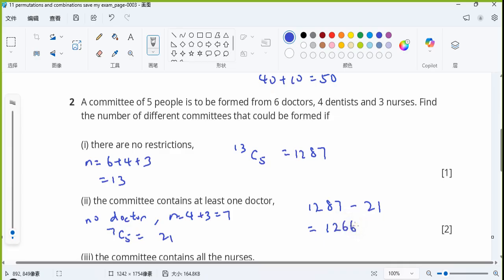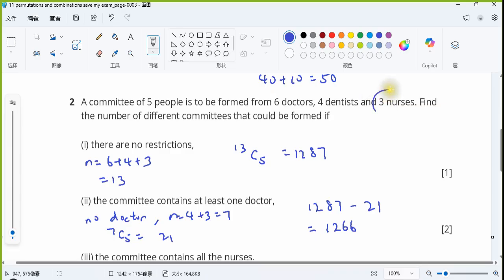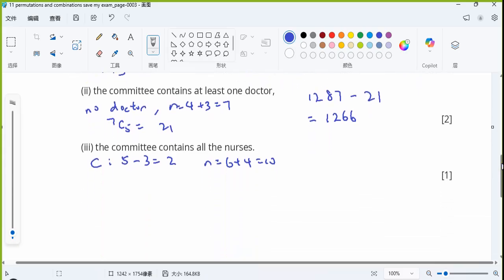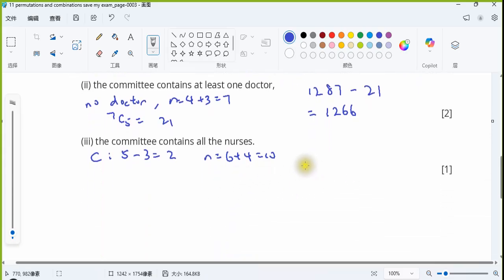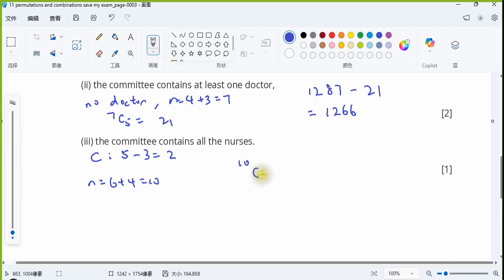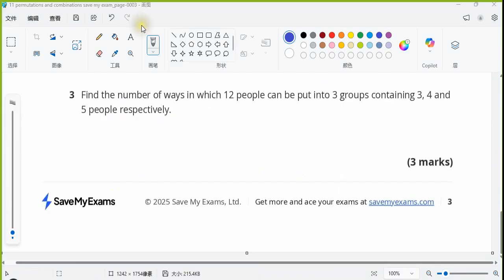Okay. The committee contains all the nurses. So all the nurses, so 3 nurses included inside. So we have to choose out of 5 minus 3, we choose 2 only. And then from the doctors and dentists, we have 6 plus 4, then 10. So for this one, it will be 10C2. Out of 10, we choose 2. So 10C2 is 45.